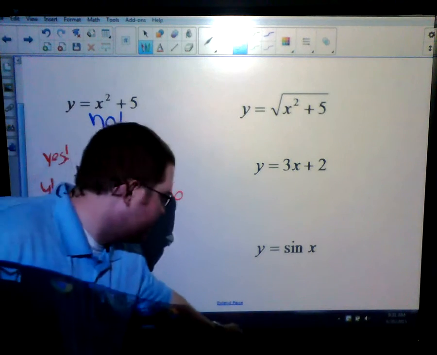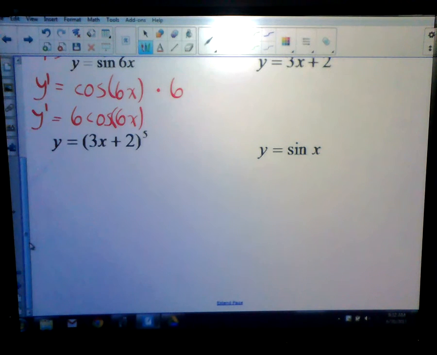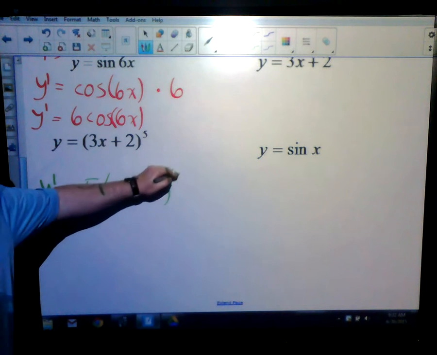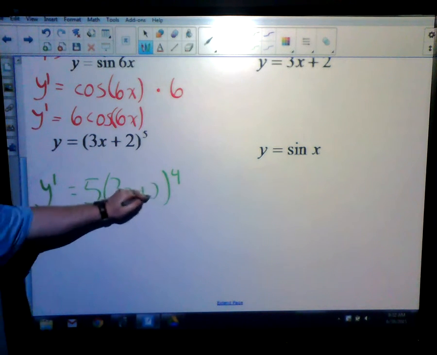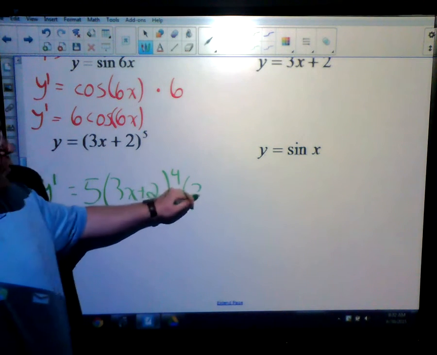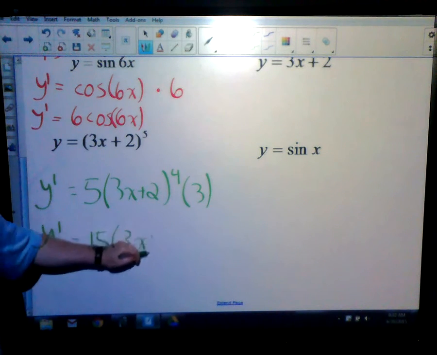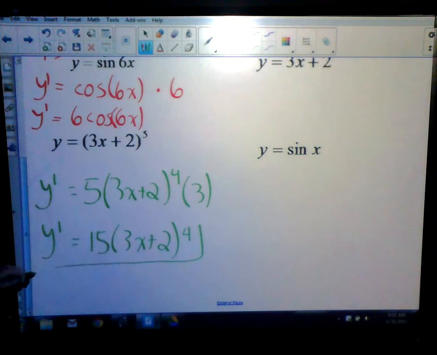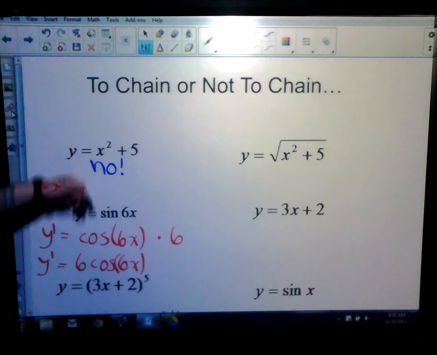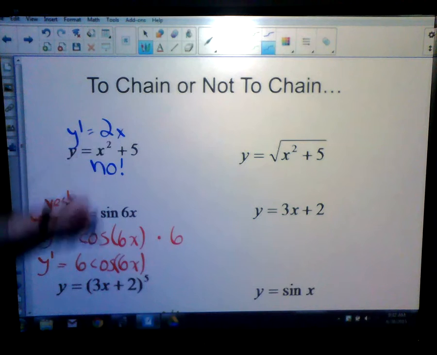What about this function? Is this a chain rule? Yes, it is. There's an outside and an inside. The outside part is the 5, so we'll take care of it first and leave the inside be, times the derivative of the inside. The derivative of the inside is just 3. Clean it up. And there's your answer. By the way, this very first problem, what's the derivative of x squared plus 5? It's just 2x.